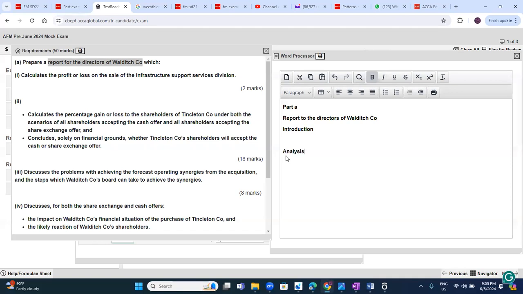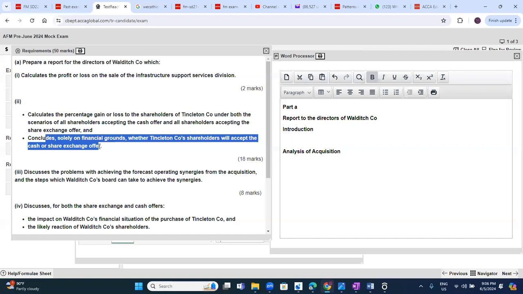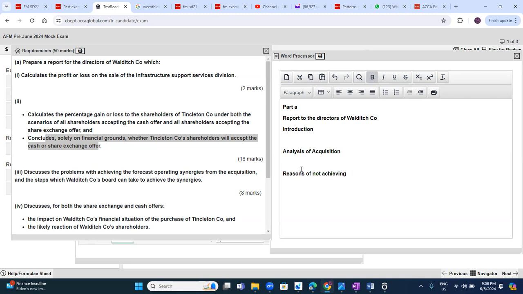So we will write analysis of acquisition. Then we will write what is the impact of share exchange and cash offer. Okay, this is the analysis of acquisition. Then discuss problems with achieving the forecast synergy. Give this heading: problems or reasons of not achieving operating synergies.